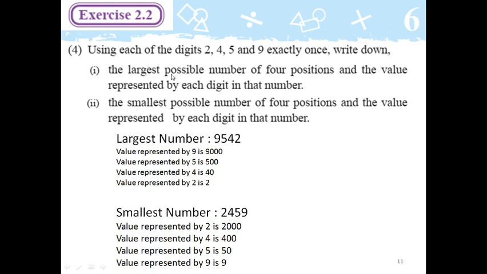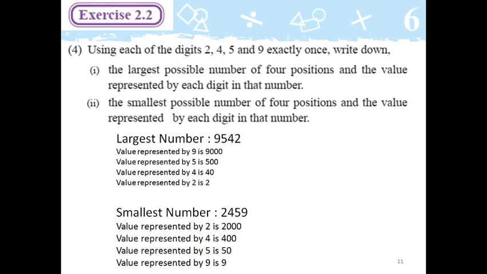So how do we write the largest possible number? To write the largest possible number, we have to start from the largest digit. Then the next largest digit, that is 9. Then what is the next largest digit? That's 5. What is the next largest digit? That's 4. What is the last one? Then 2. So that's how the largest number we write.